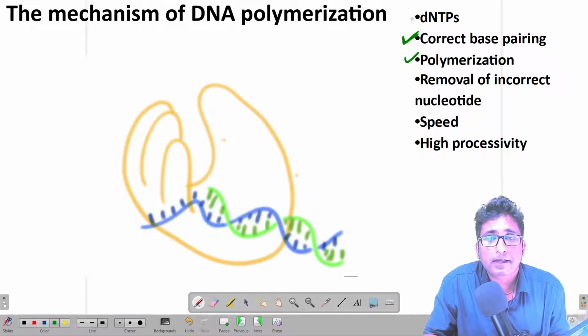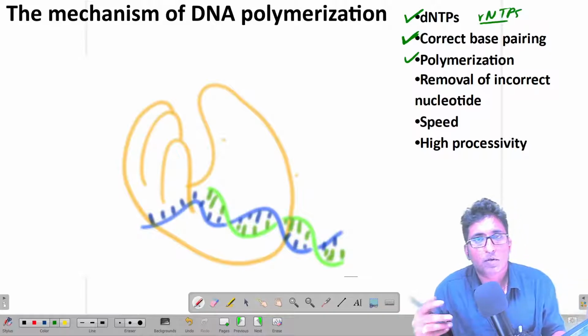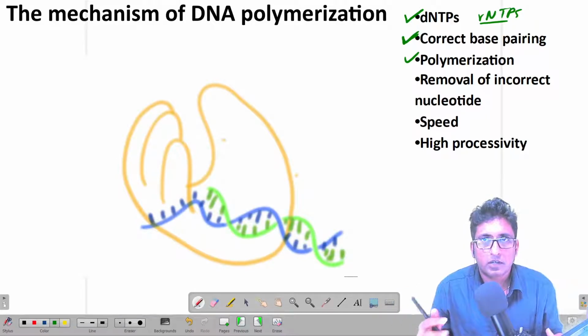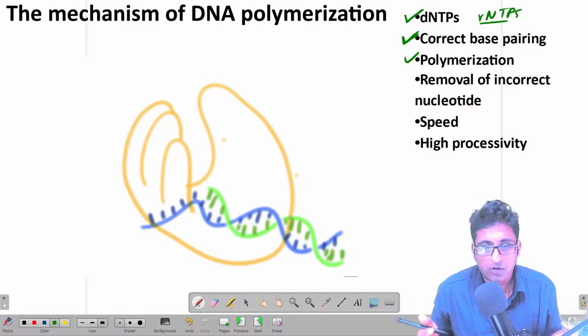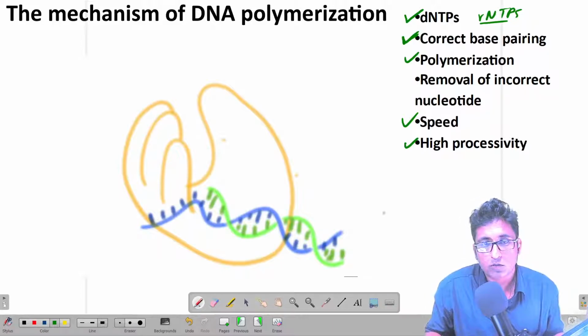And there are a lot of dNTPs and also 10 times more NTPs, or rNTPs, which are subunits for RNA polymerization. So how does DNA polymerase choose only dNTPs and eliminate all the rNTPs? How does it check whether the base pairing is correct or not? And by mistake, if a wrong base is incorporated, how does it remove the incorrect one? And not only that, it has to do it very fast, and it should have high processivity. We'll look into some of these in the following slides.